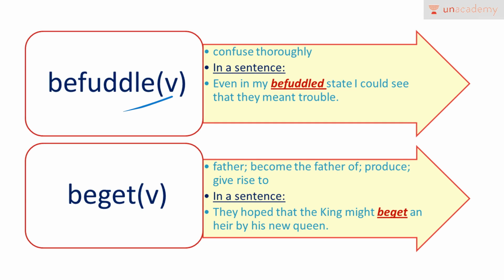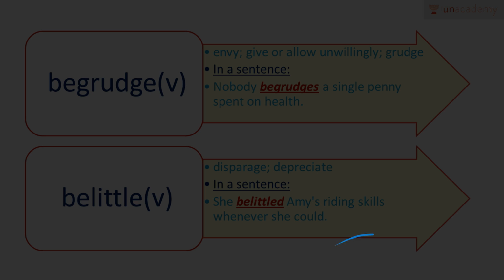Befuddle is a verb which means confuse thoroughly. In a sentence, it would mean, even in my befuddled state, I could see that they meant trouble. Next word, beget, is a verb which means father, become the father of, produce, give rise to. In a sentence, they hoped that the king might beget an heir by his new queen.